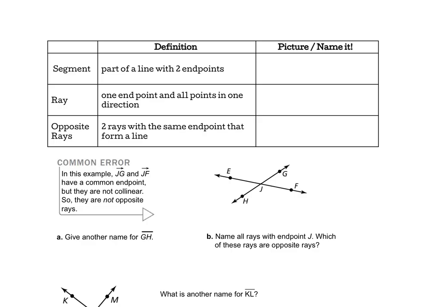Segment, okay? When I think segment, what do I think of? When I hear the word segment, it means a small part, right? It's a piece. It's not going to go on forever. A line extends forever. A segment is a small part of that line. So that's what we're saying here. A segment is part of a line, and it has 2 distinct endpoints.